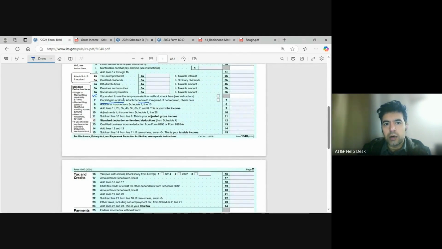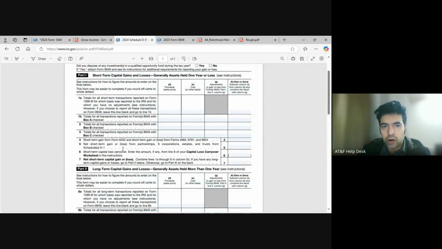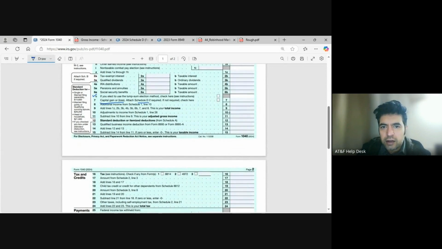So if you have the list of the assets that has been sold, then you may have to use this Schedule D and 8949. But if there is any single capital gain, then you can also straight away enter the amount in line 7 and tick here. And if not required, just tick here that Schedule D is not required.